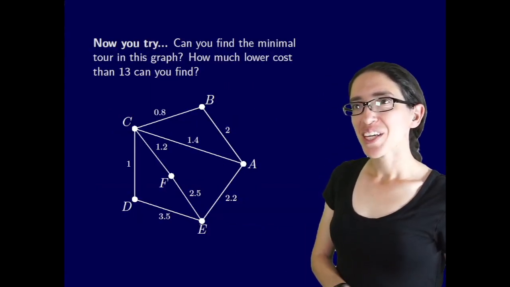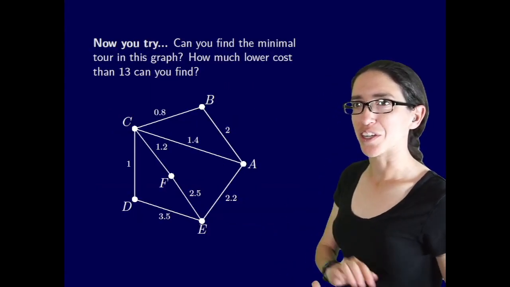So now you try. Can you find the minimal tour in this graph? And how much lower cost than 13 can you find?